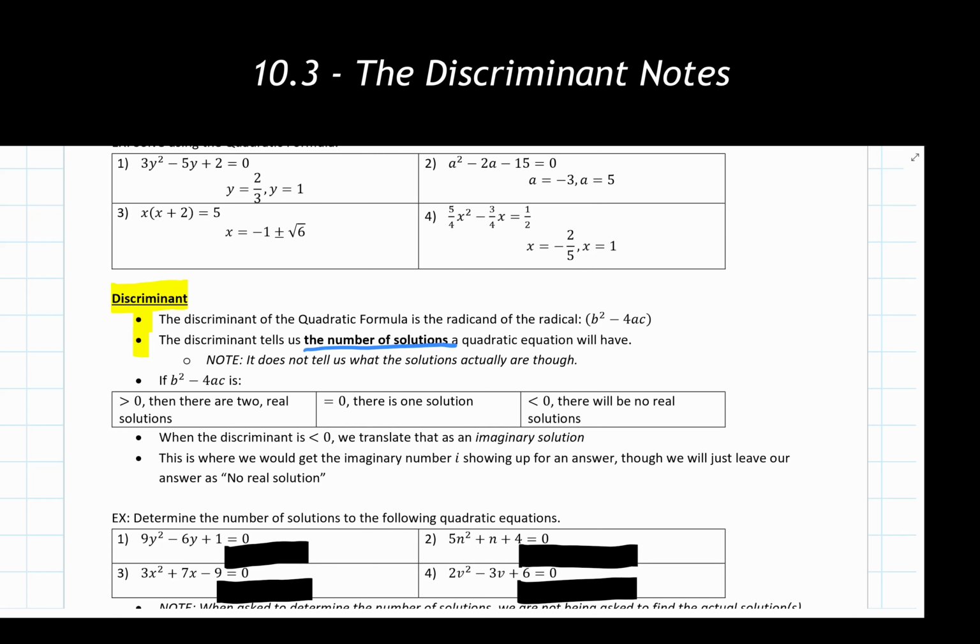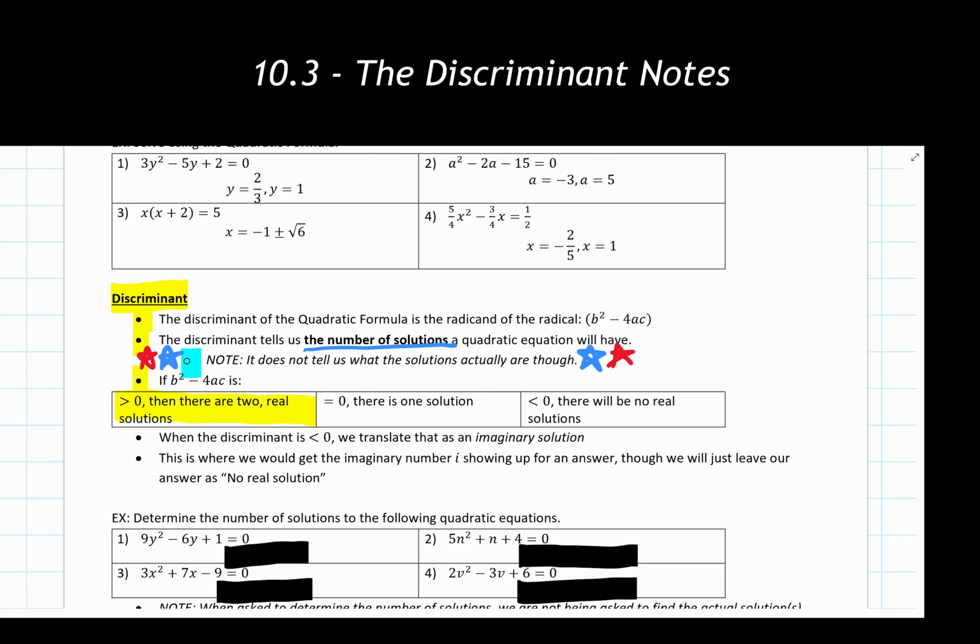It should be noted, and I would highly recommend that you highlight, circle, underline, whatever you need to with this: the discriminant does not actually tell us what the solutions are. It simply tells us how many of them we are going to have. So it breaks down into three main possibilities.